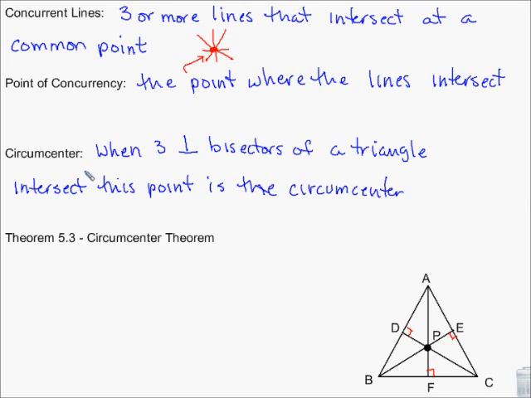Now, in a triangle, every triangle has 3 sides, which means it has 3 perpendicular bisectors, and the perpendicular bisectors are always going to be concurrent. And that point where they meet, the point of concurrency, is called the circumcenter of the triangle. So if we look at this picture here, if these are the perpendicular bisectors, then P would be the circumcenter. So let me mark that these are all bisecting.